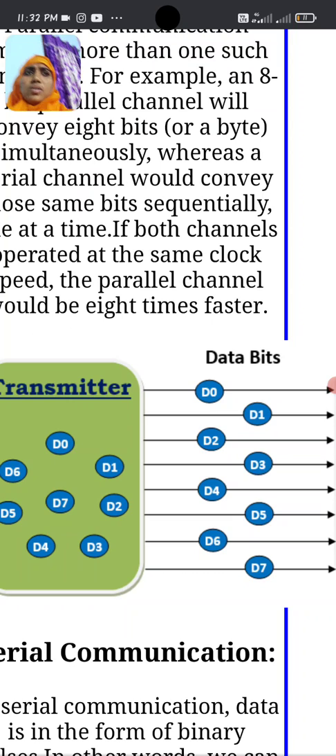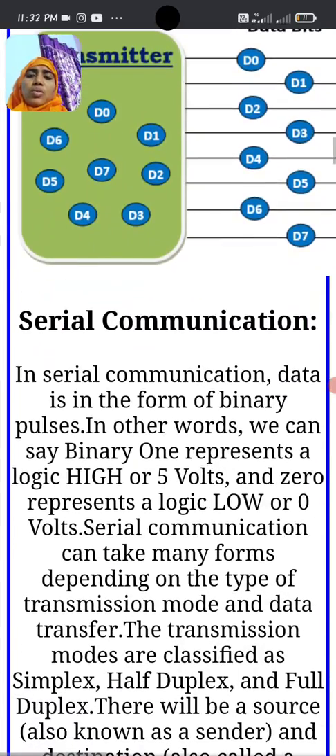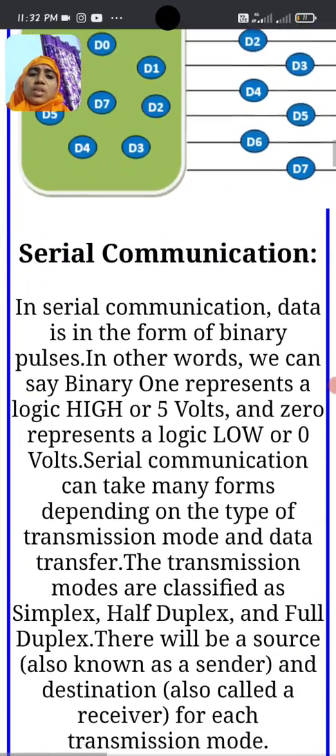Even though it is very fast, there are more disadvantages to using parallel communication. In parallel communication, the circuit complexity is very high. As the number of bits to transmit increases, the number of wires also increases, so the circuit complexity becomes very high, and it is not preferable for longer distances. So in most embedded systems, we use serial communication.